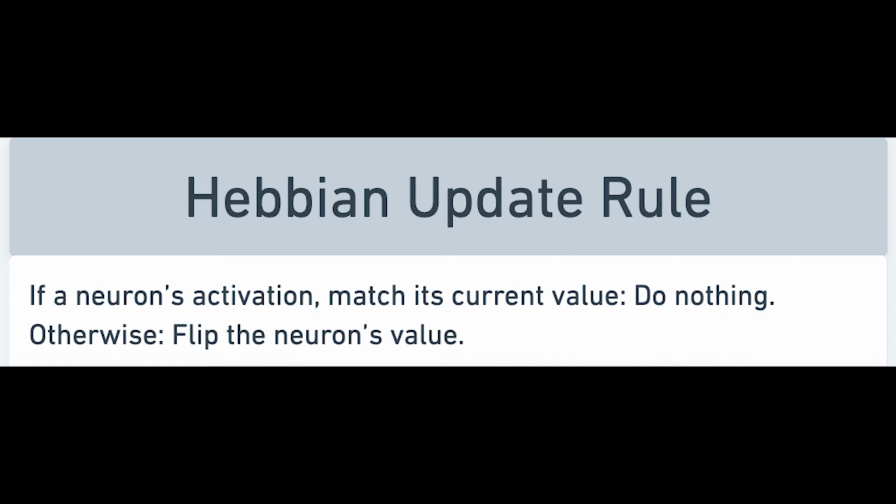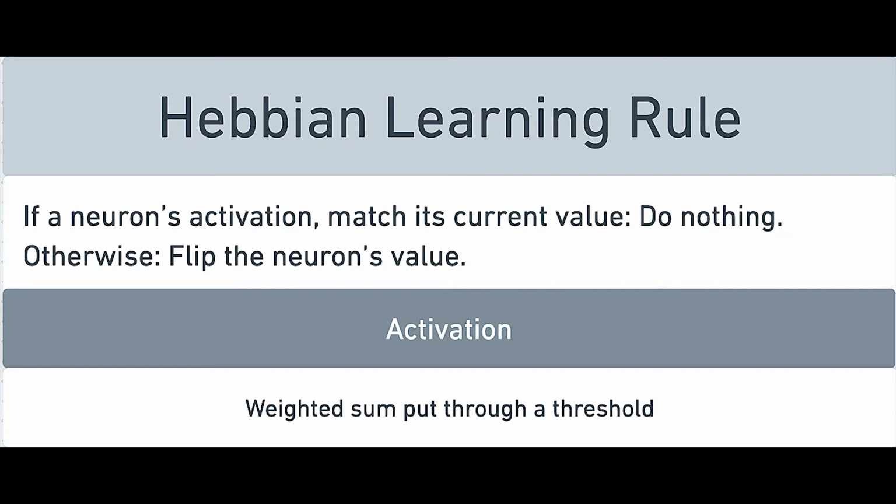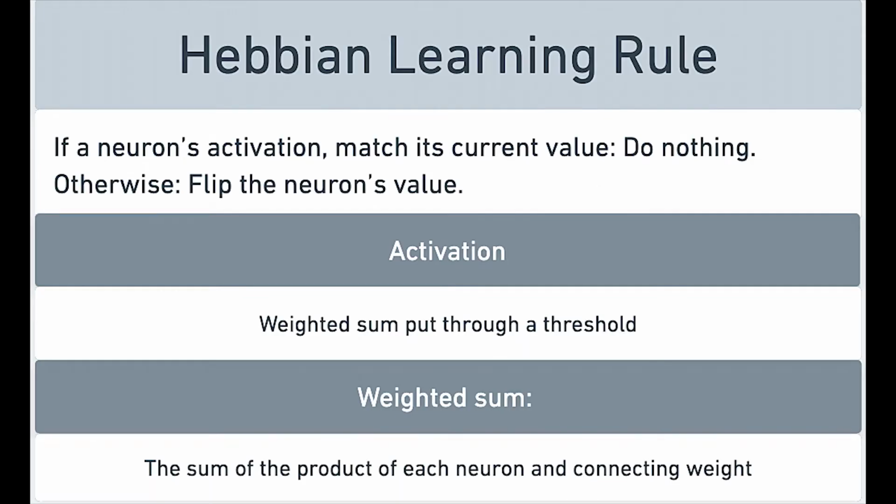Okay, back to the state transition rule. Just as electromagnetism governs the stability of magnetic dipole states, the Hebbian update rule governs the stability of a given state in a Hopfield network. The Hebbian update rule states that if a neuron's activation matches that current neuron's value, do nothing. Otherwise, flip the bit. We've got a few terms to define here. The activation is the weighted sum put through a threshold of a neuron's inputs. The weighted sum is the sum of the product of each neuron's value except its own and the connecting weight.